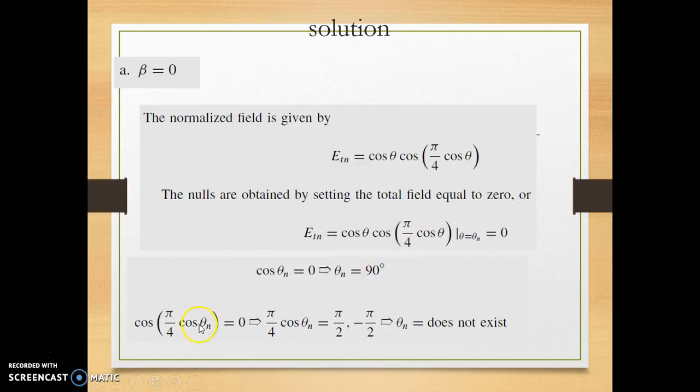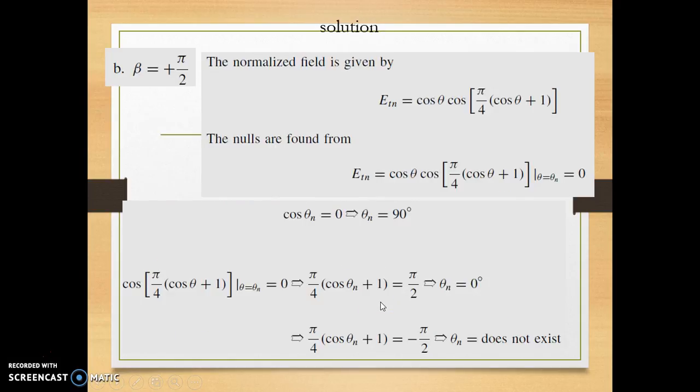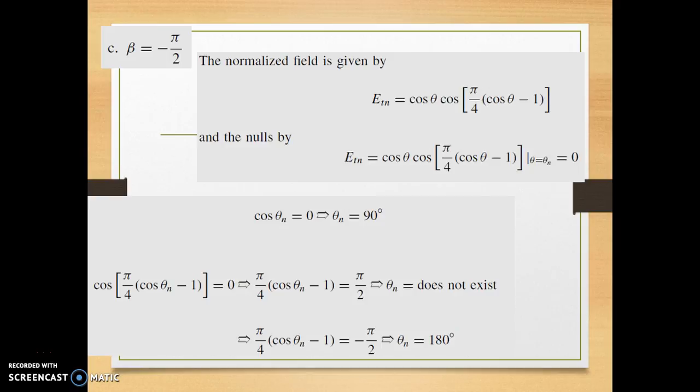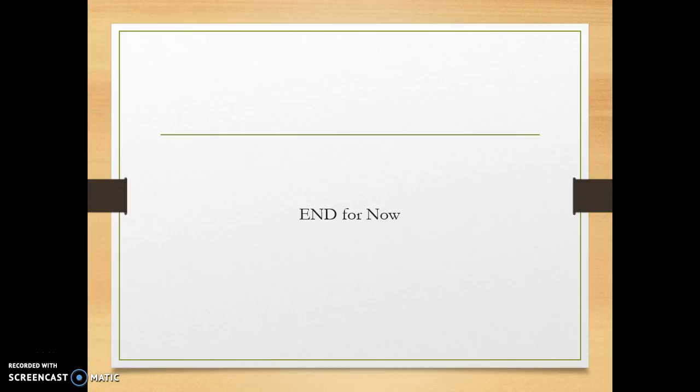And when the second term cos of pi by 4 cos theta is equal to 0, that means pi by 4 cos theta n is equal to pi by 2. That leads to theta n being equal to minus pi by 2, which is not possible, right? Theta is always positive, as we know, in a spherical coordinate system. Second case, when beta is equal to plus pi by 2, then the total field goes like this, and that way we can calculate all the different cases. Thank you very much for now.